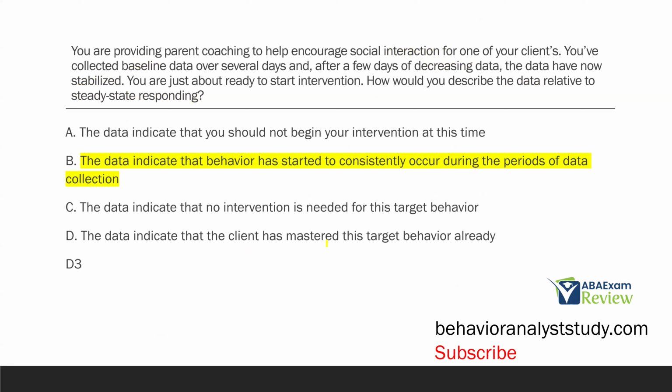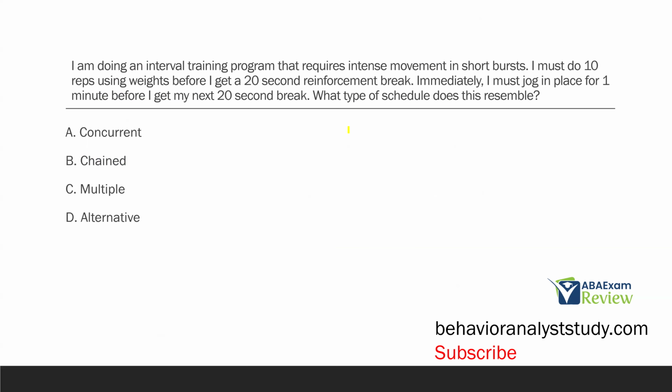I am doing an interval training program that requires intense movement in short bursts. I must do 10 reps using weights before I get a 20-second reinforcement break. Immediately, I must jog in place for 1 minute before I get my next 20-second break. What type of schedule does this resemble?